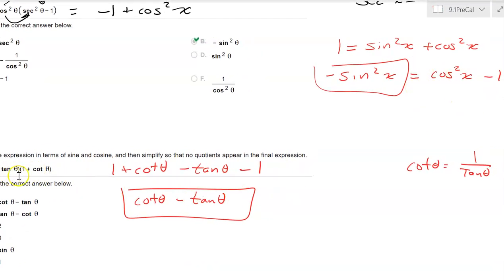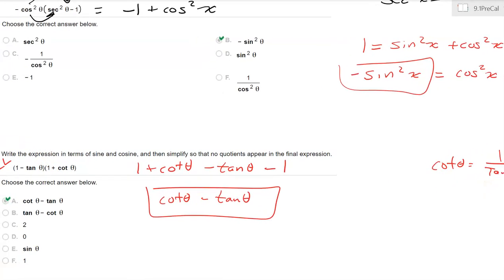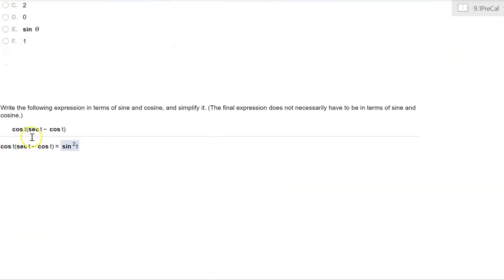And so we need to FOIL this, and so that's where we end up with the 1 plus cotangent minus tangent minus 1. So the 1's cancel, leaving us with this. And the only thing we really need to look at here is a reminder that cotangent is 1 over tangent. And that's how we end up with that -1 on the last part. And this last part here, we are multiplying. So cosine times secant, which is 1 over cosine, gives us 1. 1 times cosine gives us cosine squared. So we end up with 1 minus cosine squared, which is another variation of the Pythagorean identity.